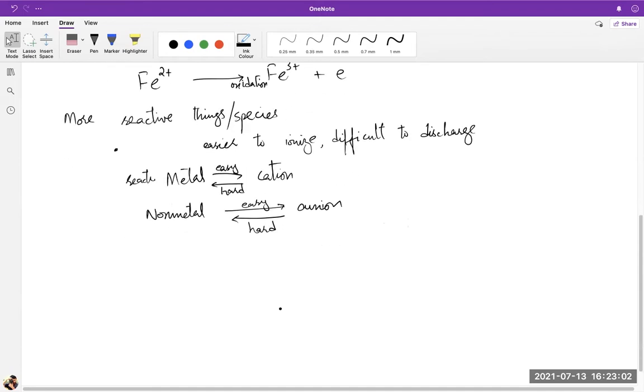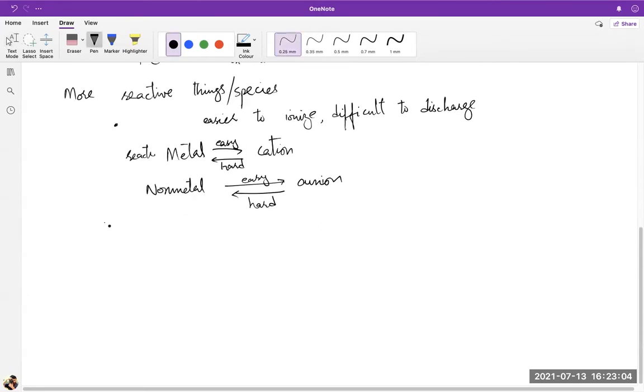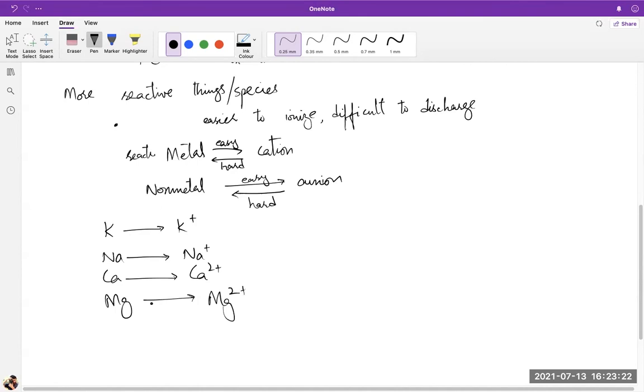So for example, if you remember the reactivity series, then potassium, sodium, calcium, magnesium. Let's just take this part. So I can see that if I were to convert potassium to potassium ion, I will need less energy. For sodium, I will need more energy. For calcium, even more energy. For magnesium, even more energy. Okay, so it's going to be easier, more difficult, more difficult, more difficult.